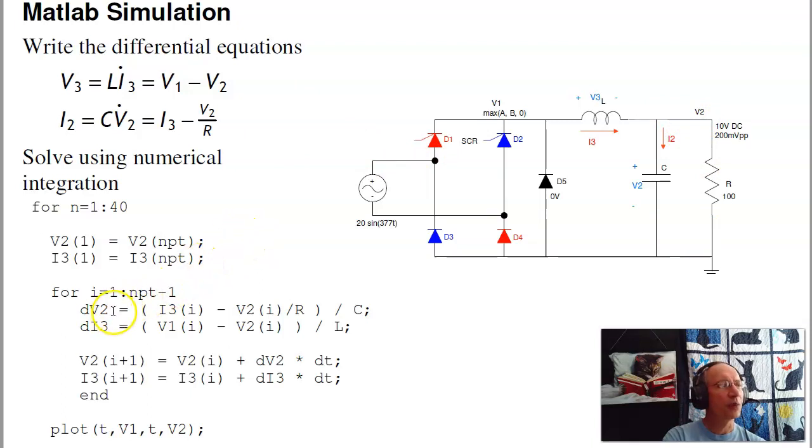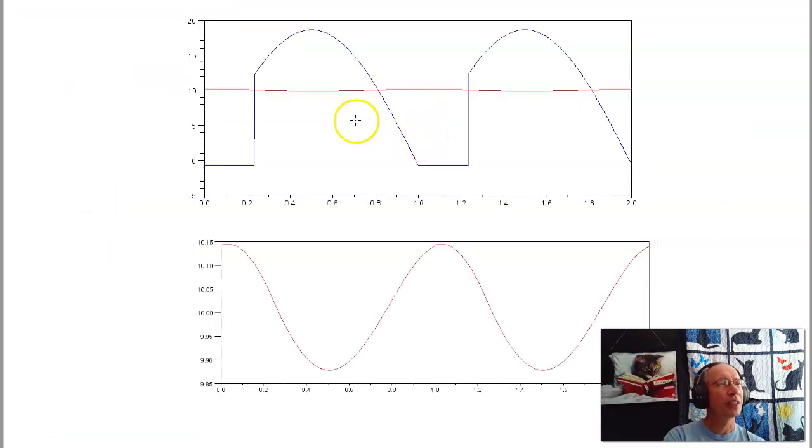To solve, given the initial conditions, I find the derivative of I3, find the derivative of V2, then integrate. This is Euler integration, not the best form, but it works fairly well. Keep the sampling size small. If I do that for a couple cycles, this is what you get.